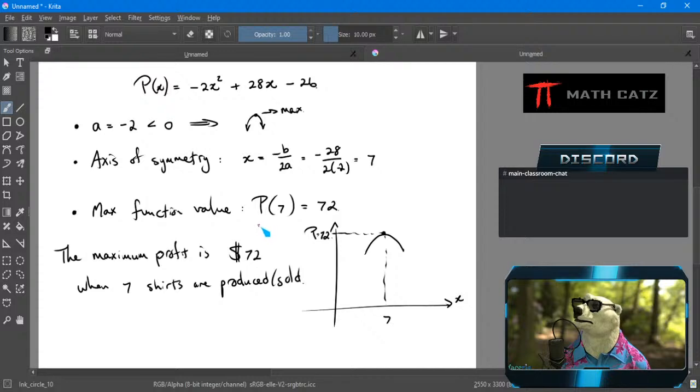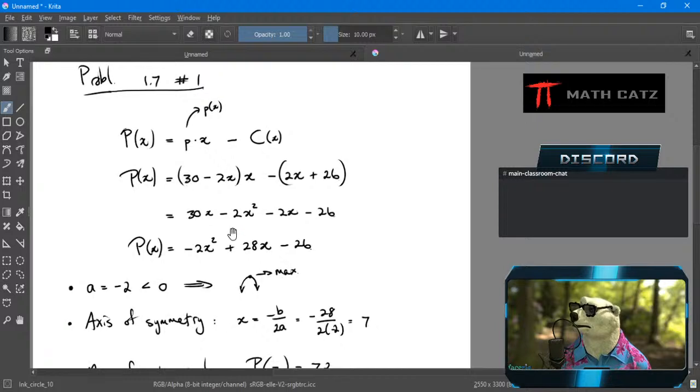Well, we have our price function, so to speak. Little p is 30 minus 2x. So the price depends on the number of t-shirts that I sell. I now know I should sell 7.